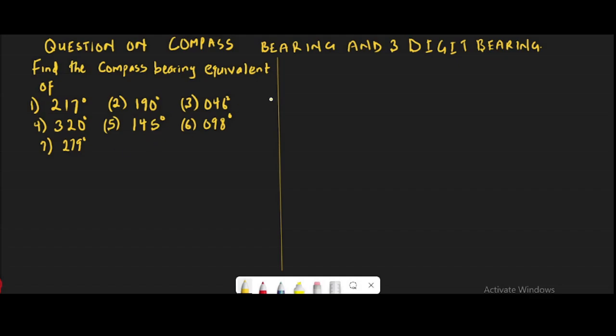Now we have questions on compass bearing and three-digit bearing. Find the compass bearing equivalent of the following. We have 7 questions here. The first question here is 217 degrees. Solution.